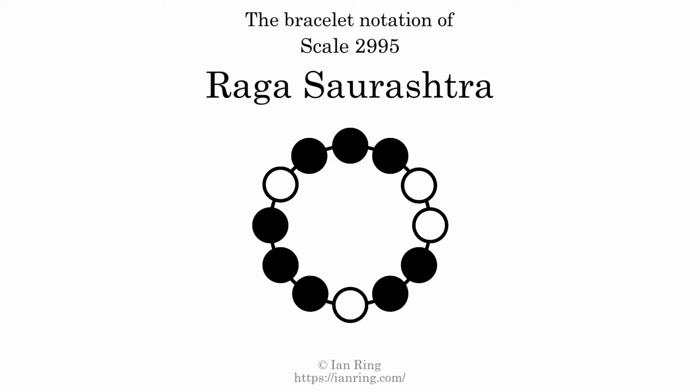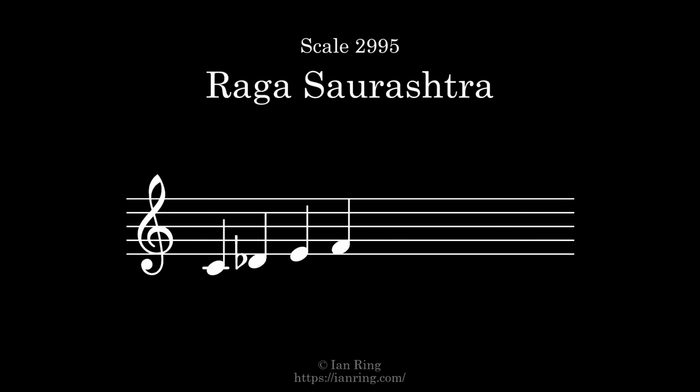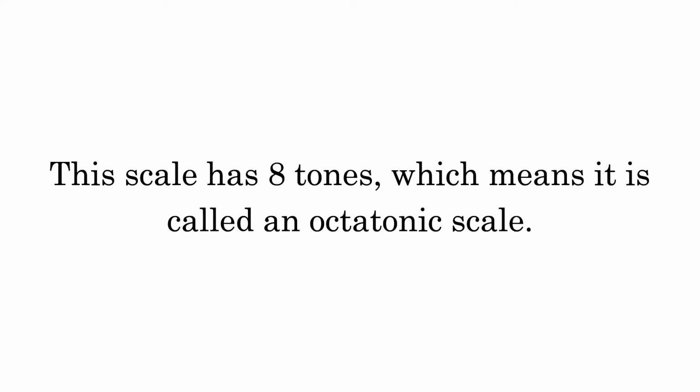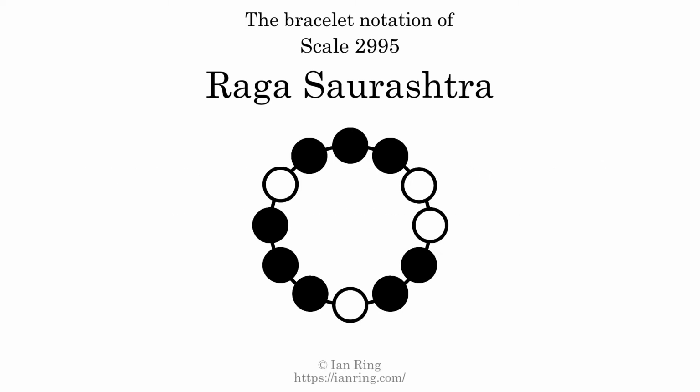2995, Raga Saurashtra, which sounds like this. This scale has 8 tones, which means it is called an octatonic scale. This is a bracelet notation diagram of scale 2995. The shaded circles represent tones that appear in the scale, and they are read clockwise, starting at the top.